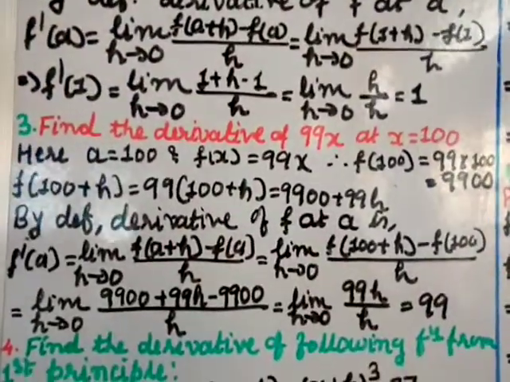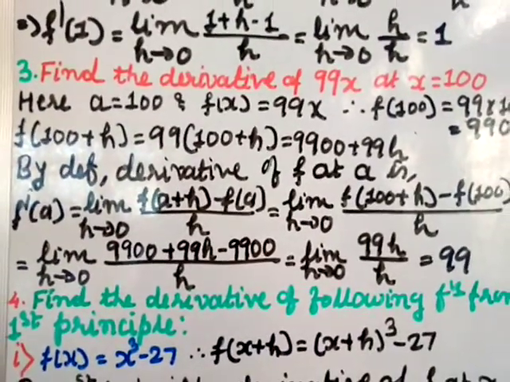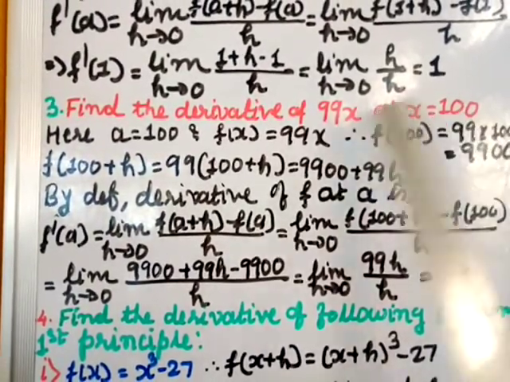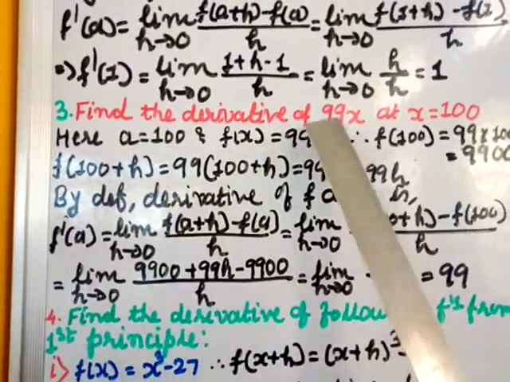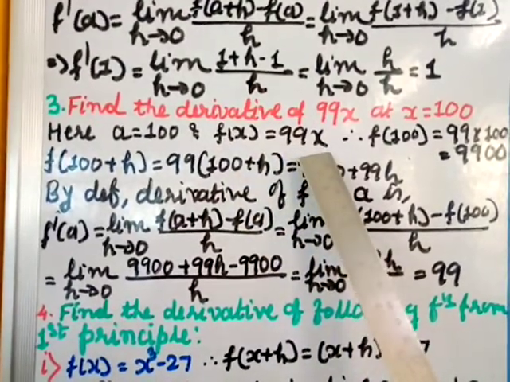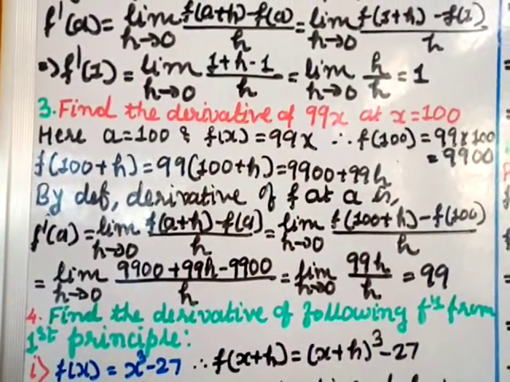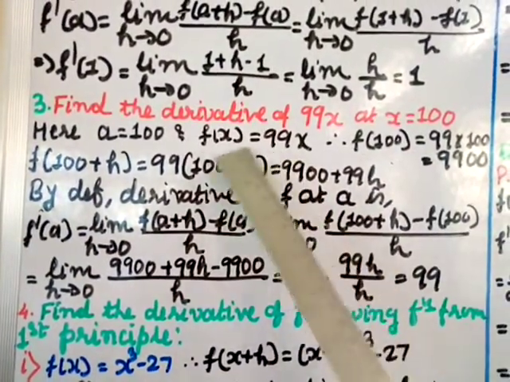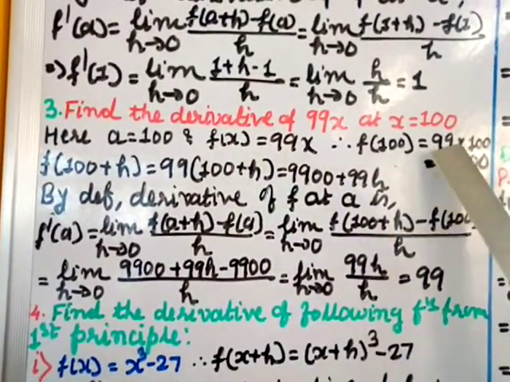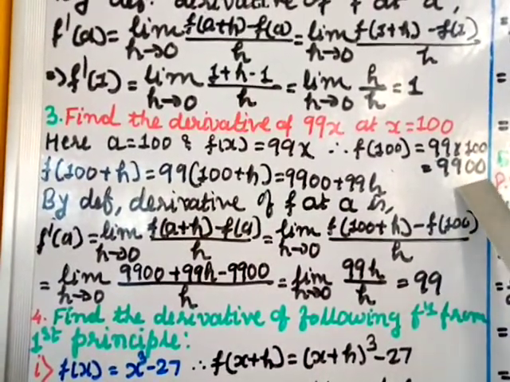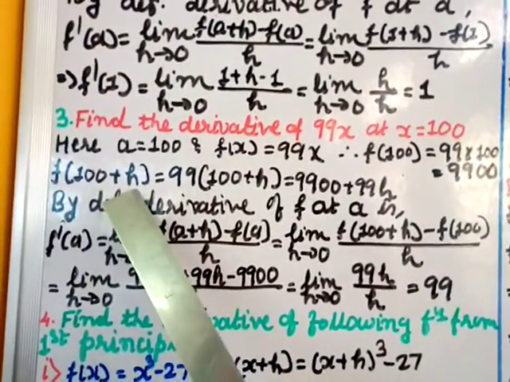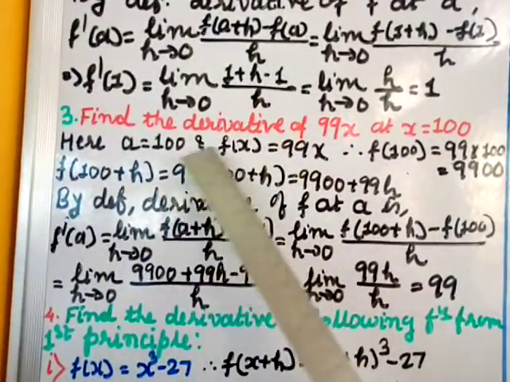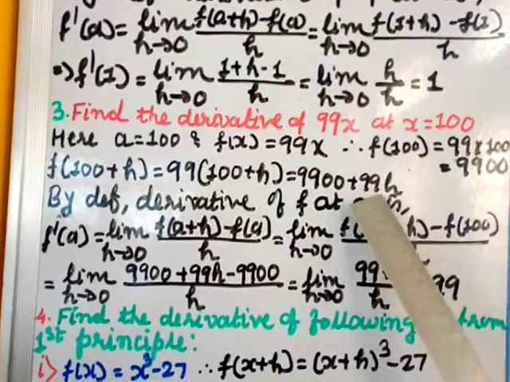Question number 3. Find the derivative of 99x at x is equal to 100. Here x is equal to 100, that means this is the value of a equal to 100, and this is the function, so f x equal to 99x. Now we will find f of a, that is f of 100, and f of 100 plus h, that is a plus h. So f of 100 equal to, in this function put instead of x 100, so 99 into 100 which gives you 9900. Now f of a plus h, that is 100 plus h, equal to 99, instead of x you put 100 plus h, multiply inside, so you get 9900 plus 99h.